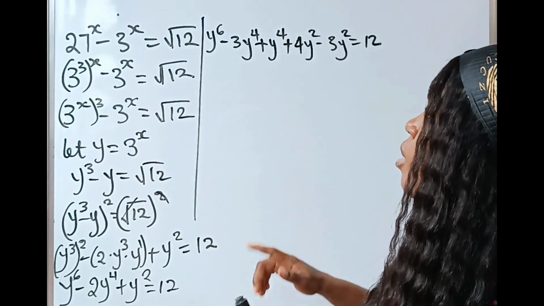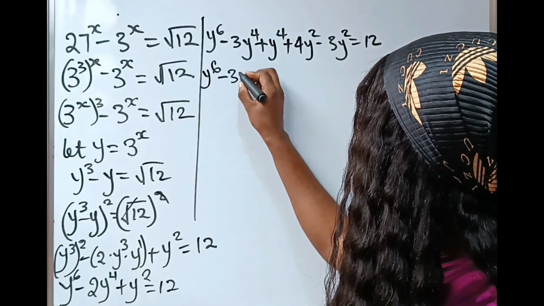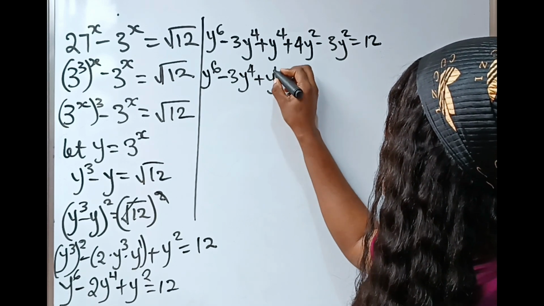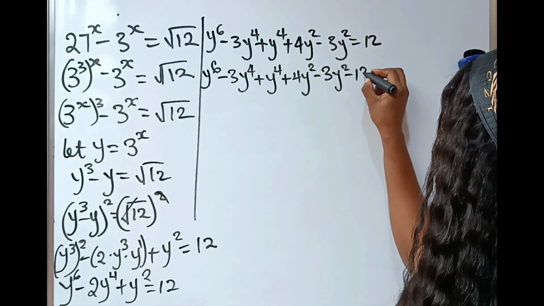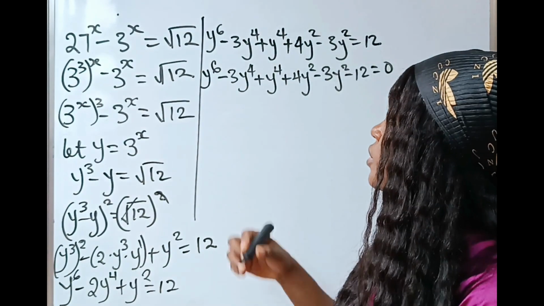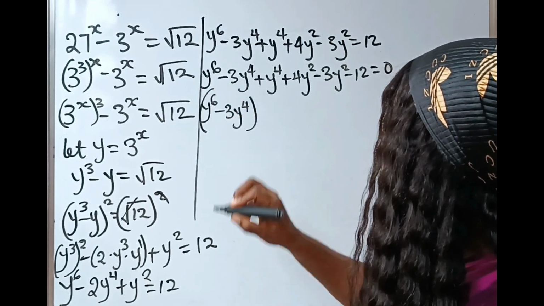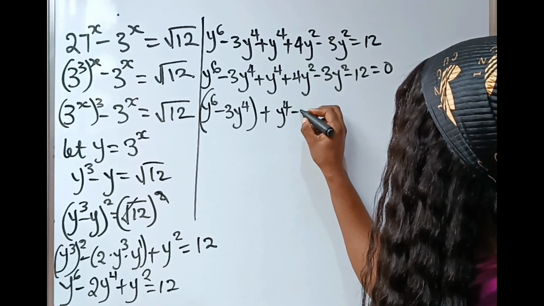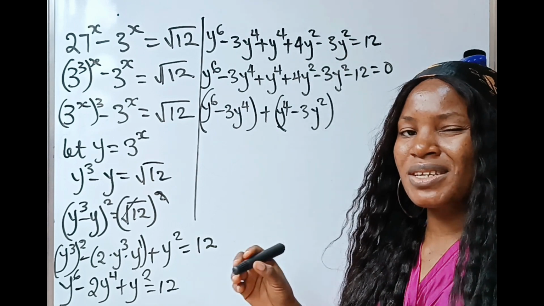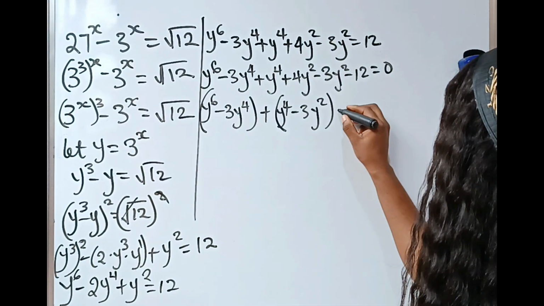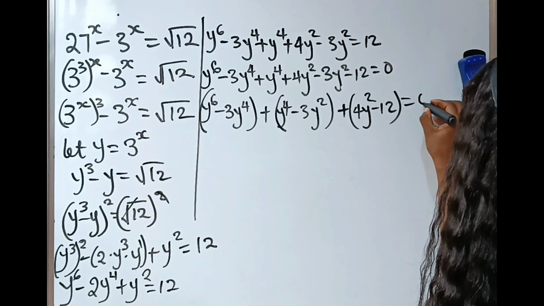Like I said, we are going to group this in such a way that we are going to get a common factor. But before that, we need to bring this 12 in. So we have y to the power of 6 minus 3y to the power of 4 plus y to the power of 4 plus 4y squared minus 3y squared minus 12 is equal to 0. So we have y to the power of 6 minus 3y to the power of 4, then plus y to the power of 4 minus 3y squared. Like I said, I picked this and this. You are going to see why, because I'm seeing a common factor between this and this. And I'm going to bring this and 12 together: 4y squared minus 12, all right, is equal to 0.